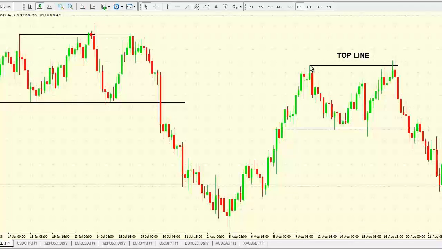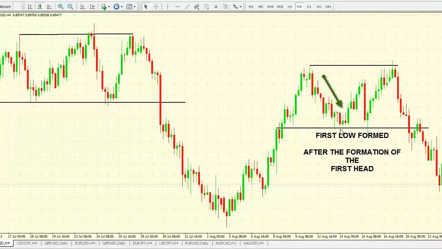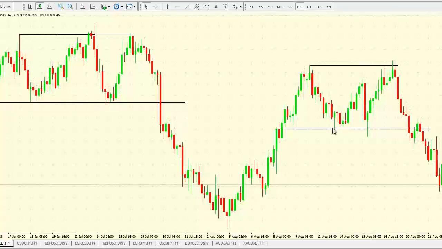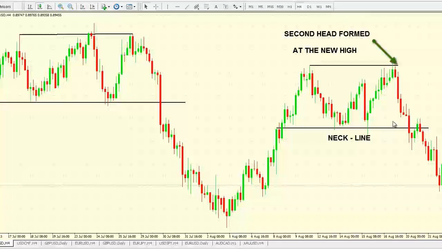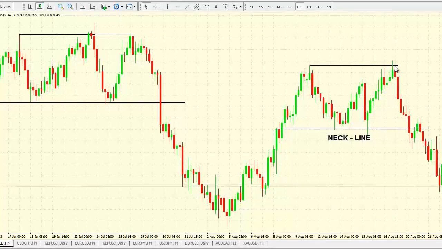As explained, the first head is formed in continuation to the uptrend at its highest point or the peak. After making the first head, at the peak of the uptrend, the price slid lower, making a low at these levels here. In this case, there were two successive lows made around the same price level before the formation of the second head at this new high. The line through these lows forms the neckline of the pattern. Notice that this new high is at the same price level as the previous high.